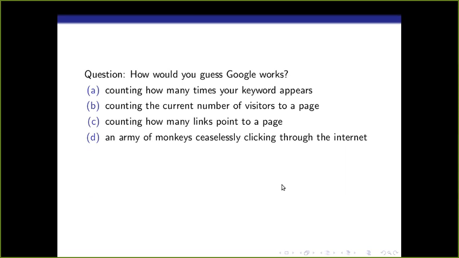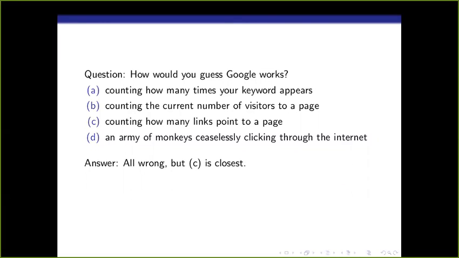Okay, so we got a pretty good spread of responses here, which is good because this was actually kind of a tricky question. To some extent, all of these things are used, but they're used to different degrees. Google does use the presence of keywords. Google does use how many links are pointing to a page. So in a sense, they're all kind of right and they're all kind of wrong. This is a bit of a trick question, but maybe C is the closest.